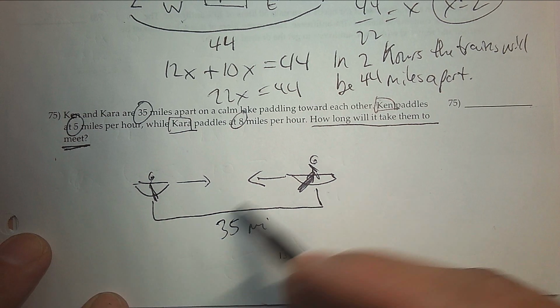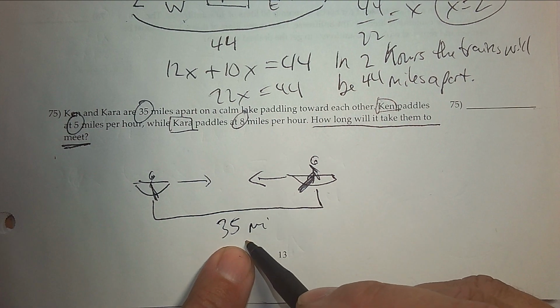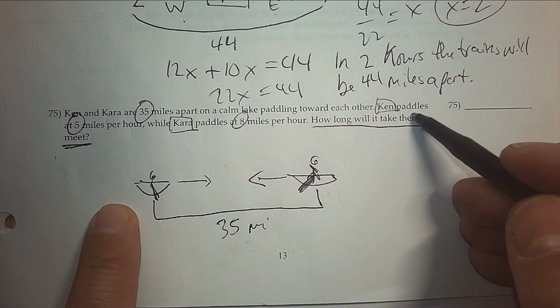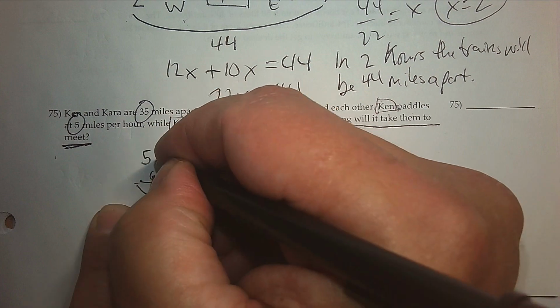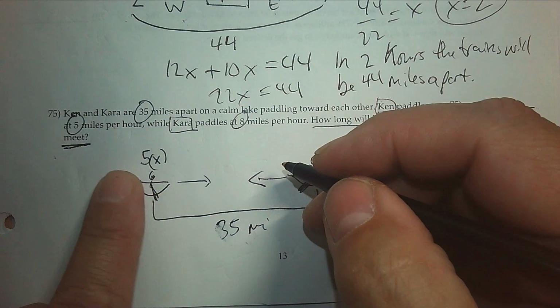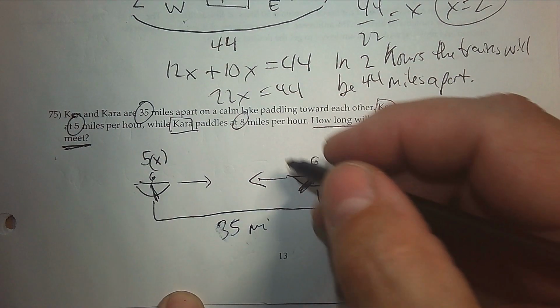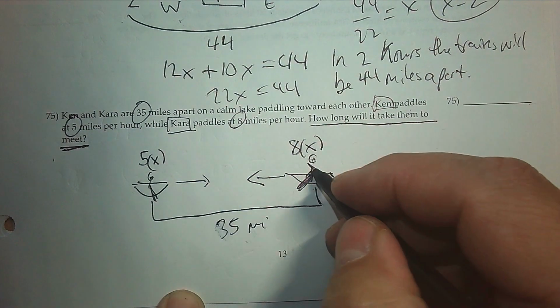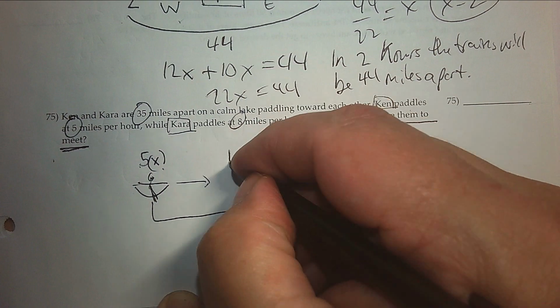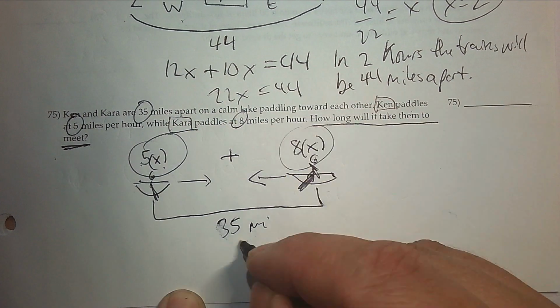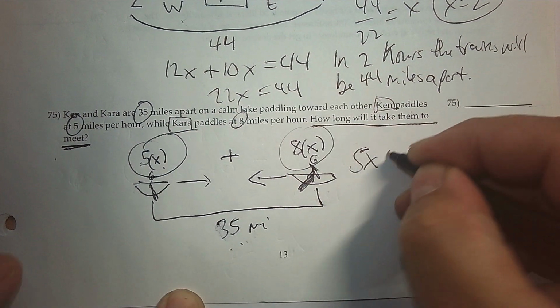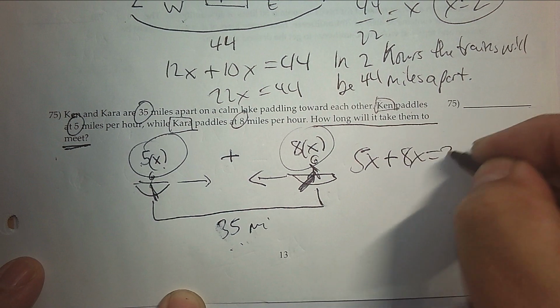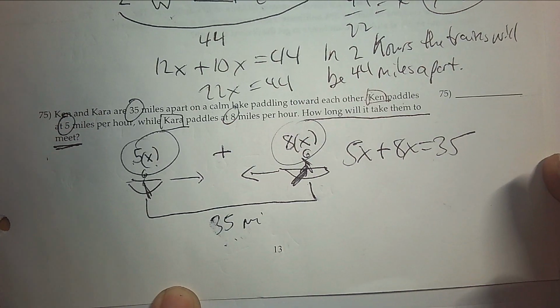How many miles apart are they? So what do I know about Ken? How fast is he going? Do I know how much time? No. How about the other one? How fast? 8. Do I know how much time? So those are my unknowns, right? The rate times the time. But if I add them together, what must they equal? 35 miles. So 5x plus 8x equals 35.